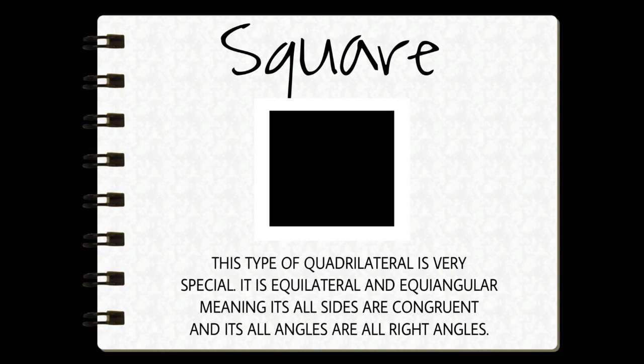Square. This type of quadrilateral is very special. It is equilateral and equiangular, meaning all its sides are congruent and all its angles are right angles.